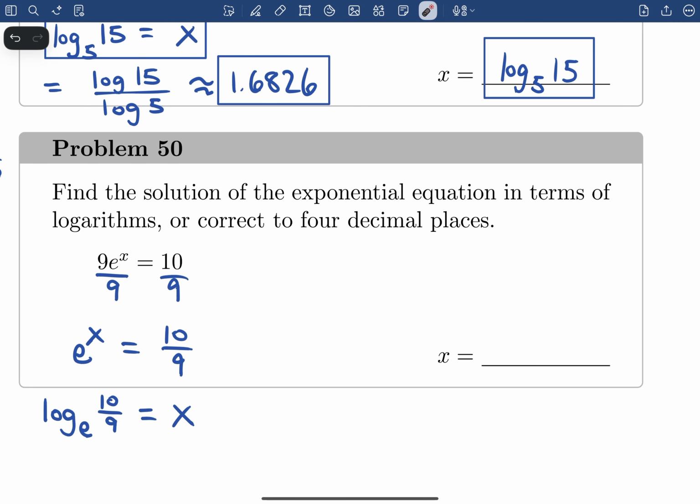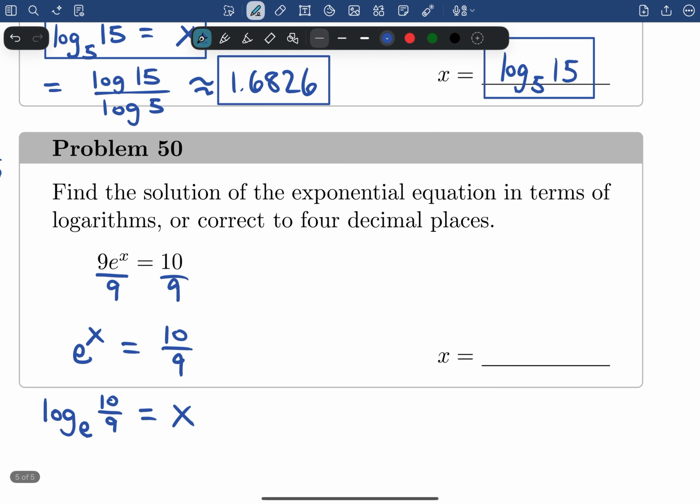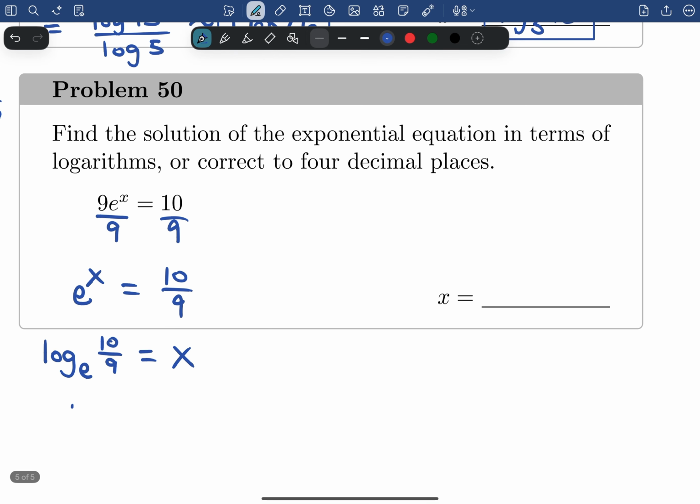Now, the base e is the natural base. It's 2.7182818828... It goes on forever like pi. And you've been taught that you can write log base e as the natural logarithm. So we write ln. Okay, so I have the ln of 10/9 equals x. This is the exact answer.